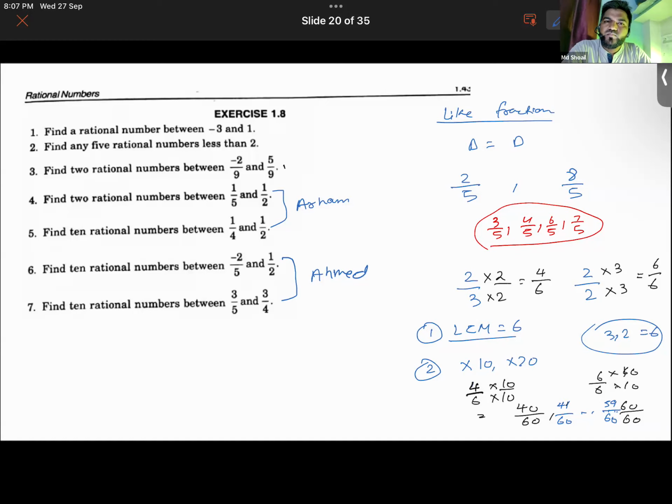Yes, and minus 6 upon 20, minus 5 upon 20, minus 4 upon 20, minus 3 upon 20, minus 2 upon 20, minus 1 upon 20, and 0 upon 20, 1 upon 20, 2 upon 20. That is correct, Amal. Good, good. Solve the next question then.